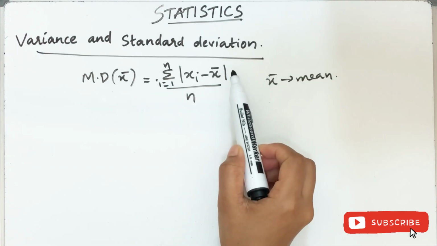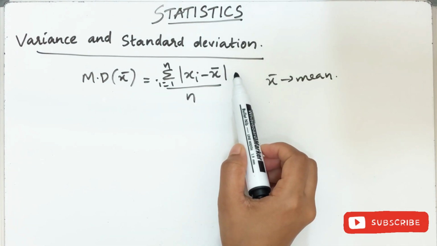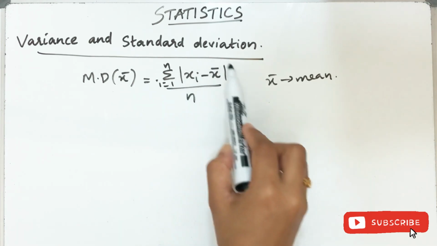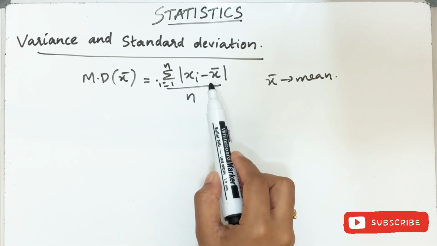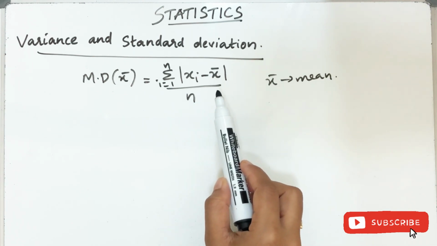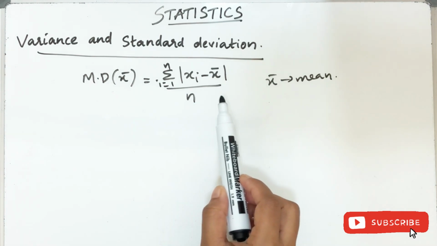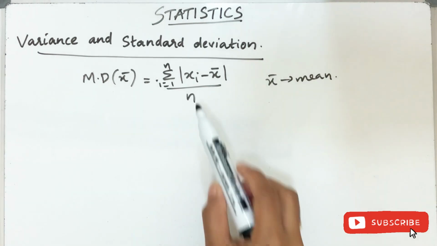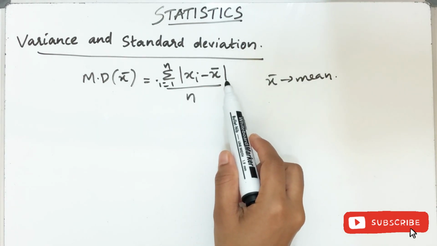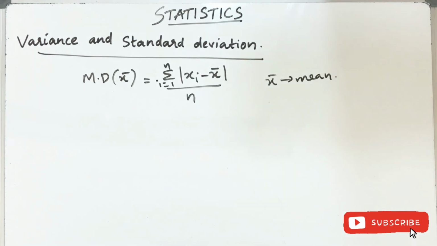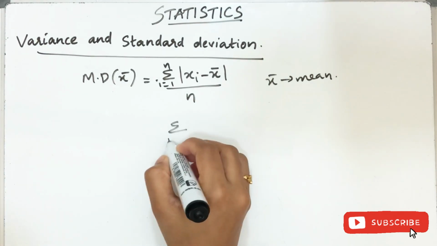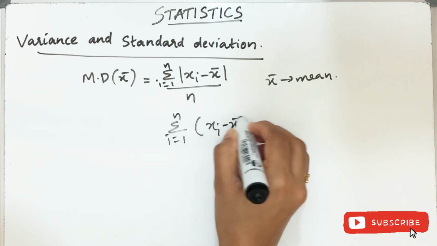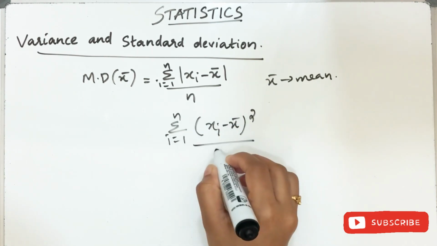Here, why are we taking this modulus value? Otherwise we will get negative values, and by taking the sum they will cancel out. So we are taking the modulus value. Is there any other method to get positive values? Instead of taking modulus, we can take squares. So we can write sigma i from 1 to n, xi minus x bar the whole square, divided by n.